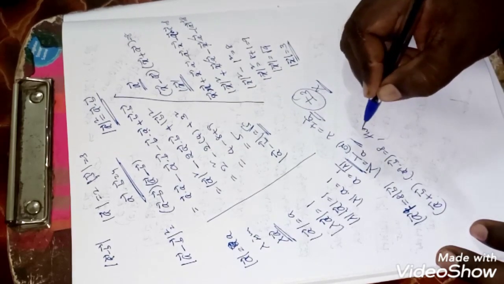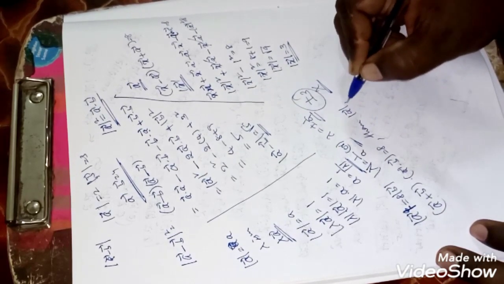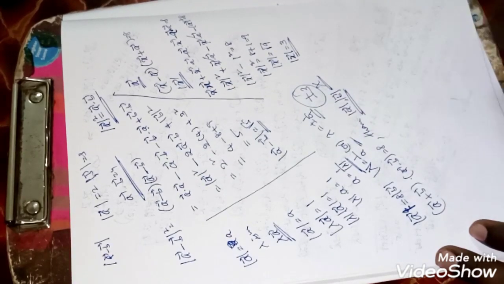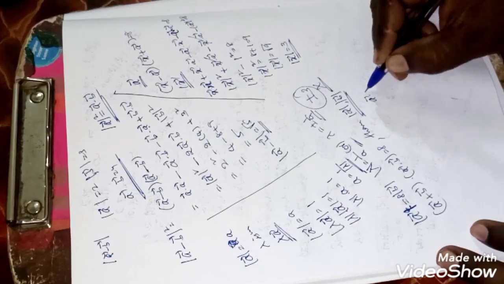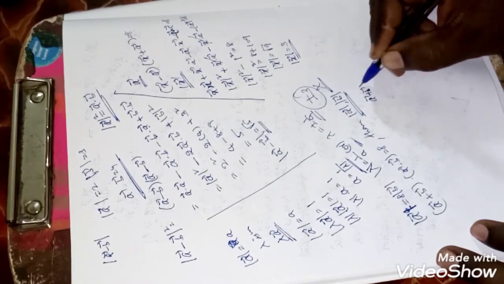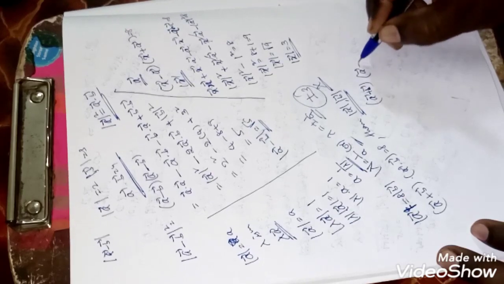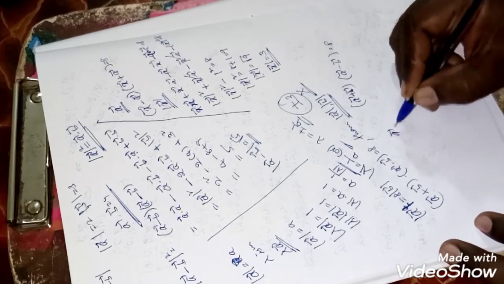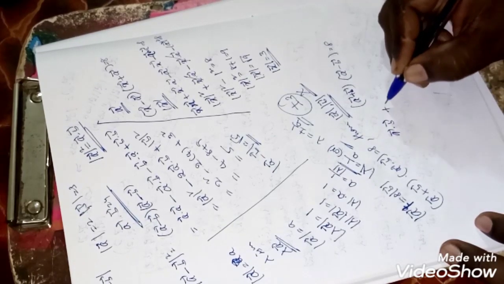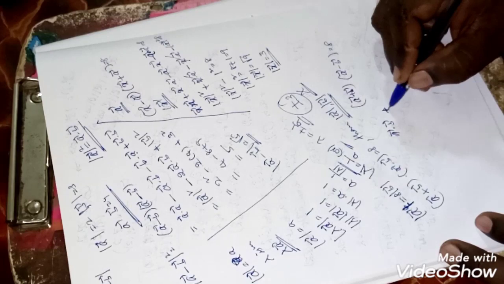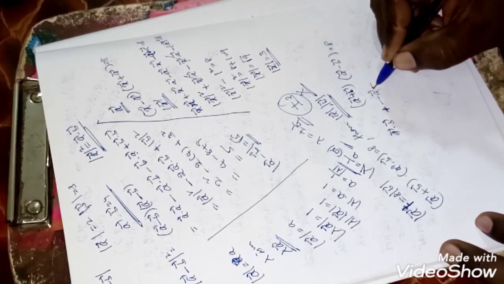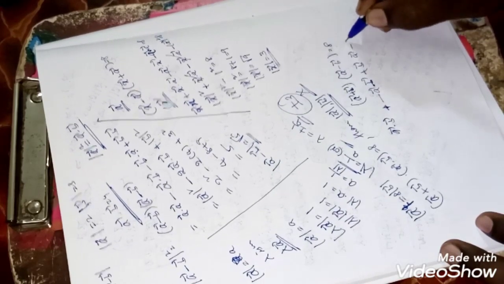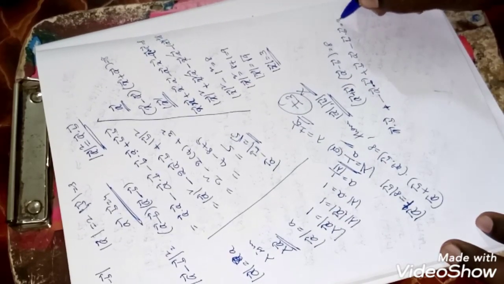Then find modulus of a bar and modulus of b bar. Okay, go through this problem. Just now what you solved: (a bar plus b bar) dot (a bar minus b bar) is equal to 8, they are given. Expand this one: this is a bar dot a bar minus a bar dot b bar plus b bar dot a bar minus b bar dot b bar is equal to 8.